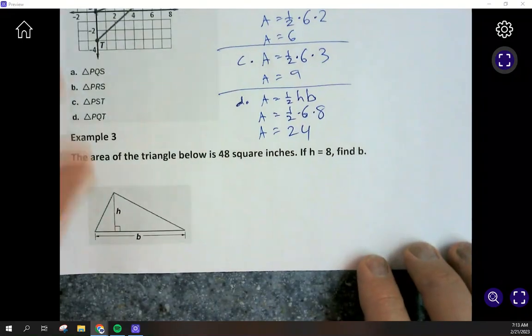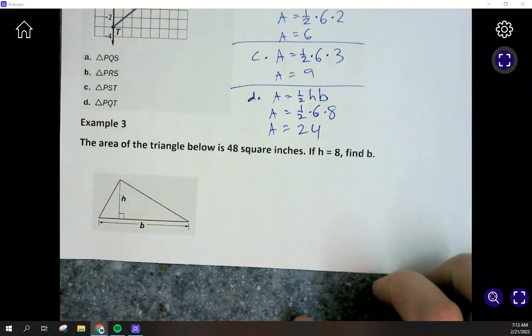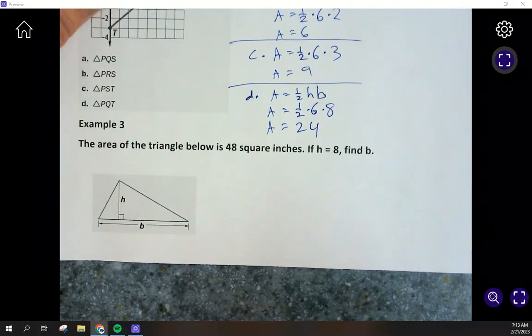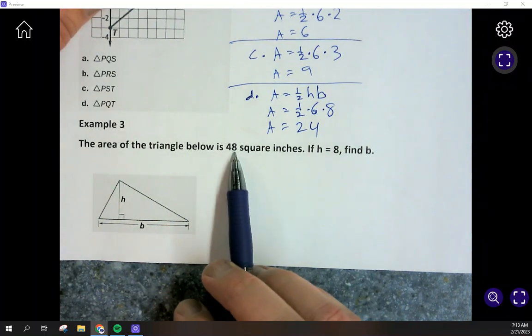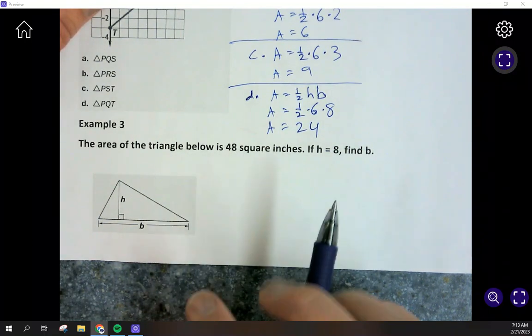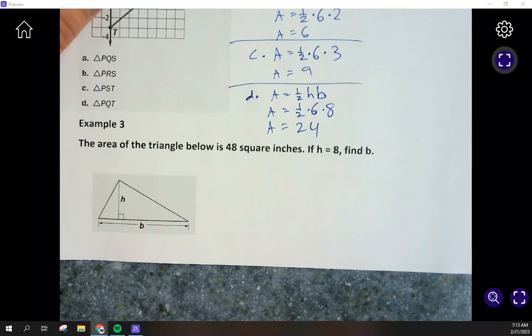All right, example number 3. One quick problem on kind of working backwards when they give you the area and one of the sides and you have to work backwards and find it. Talk about 2 quick different ways that you can do it.